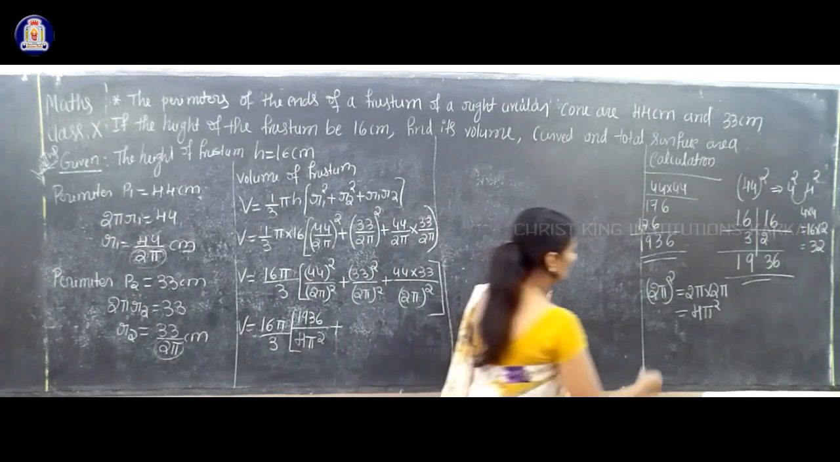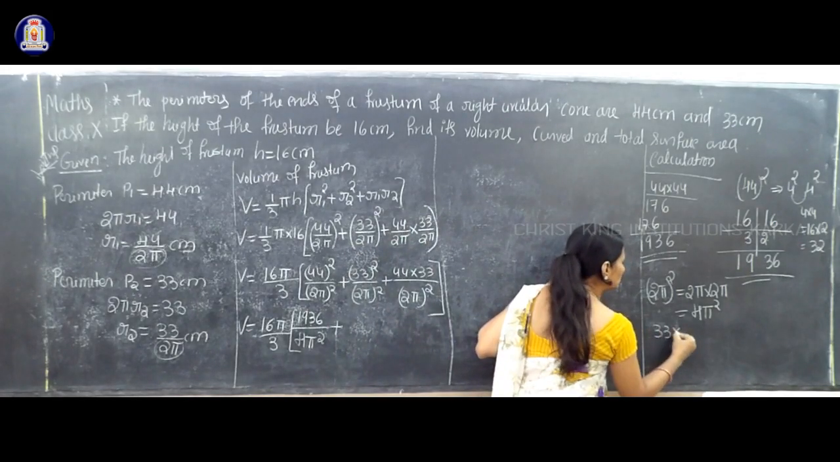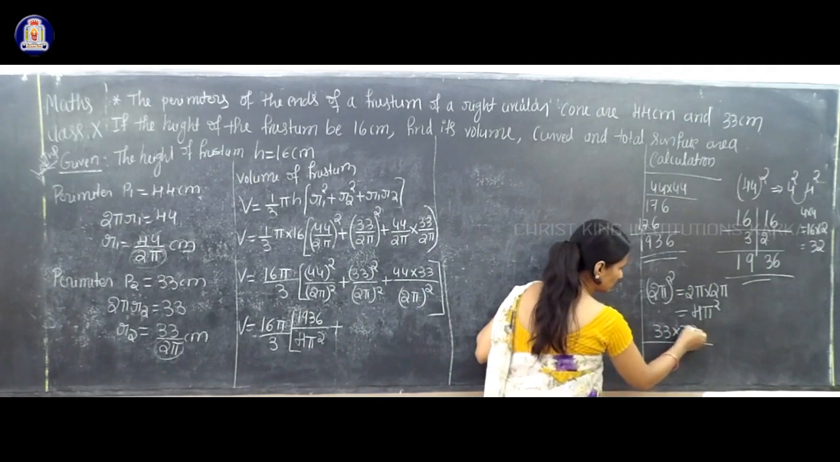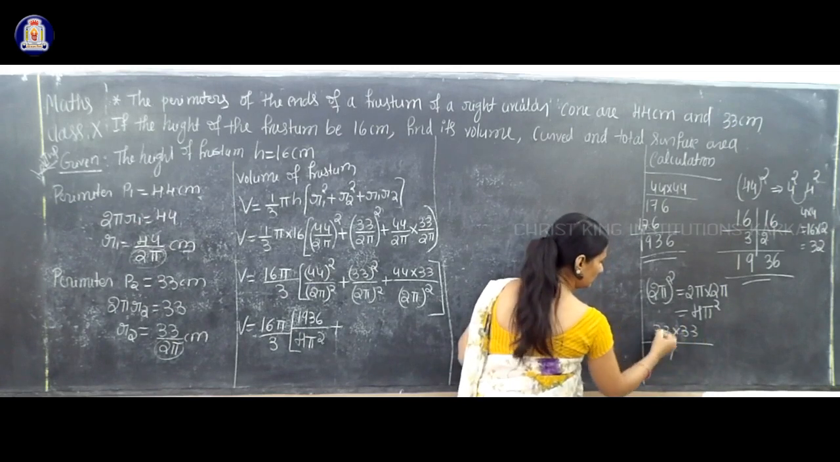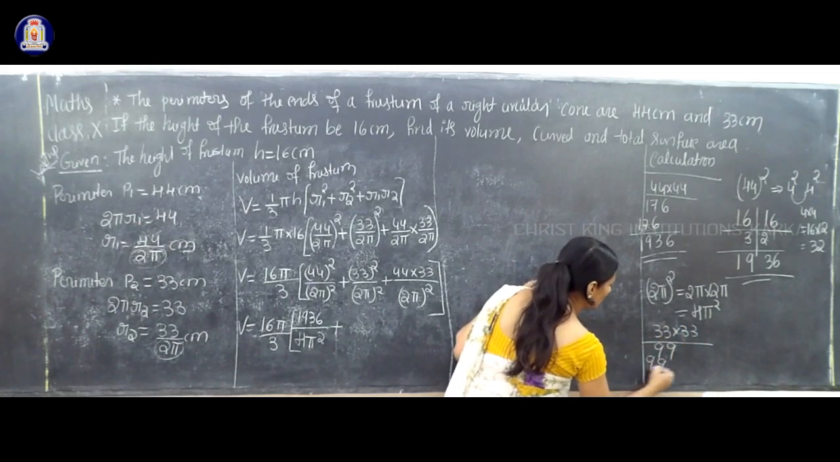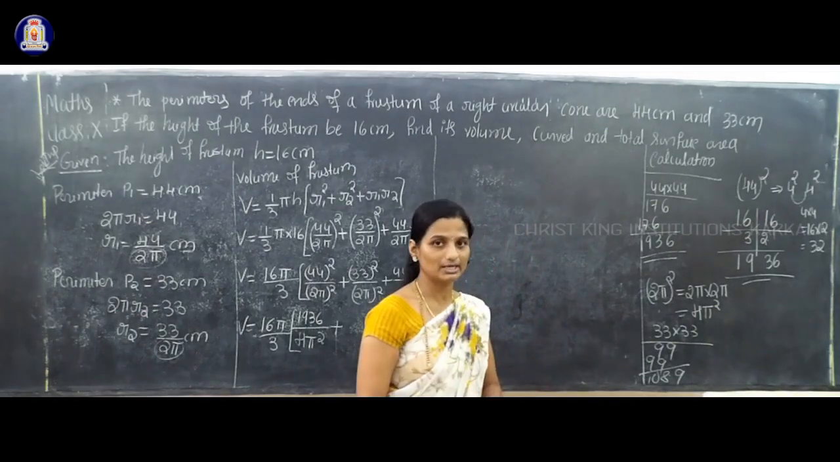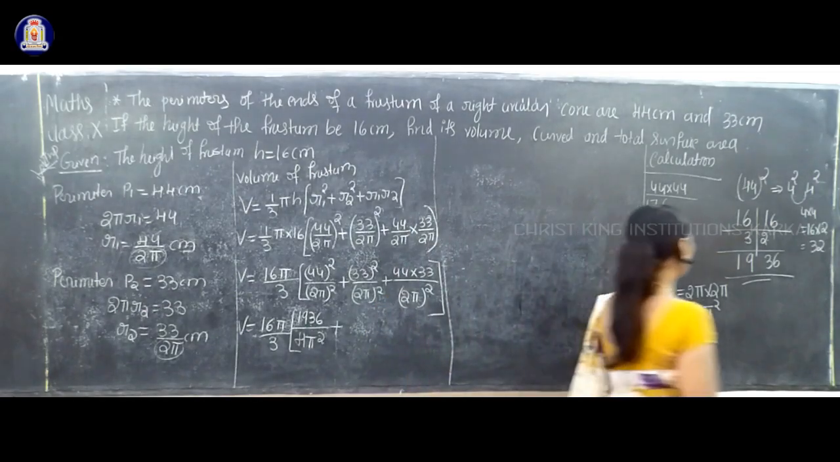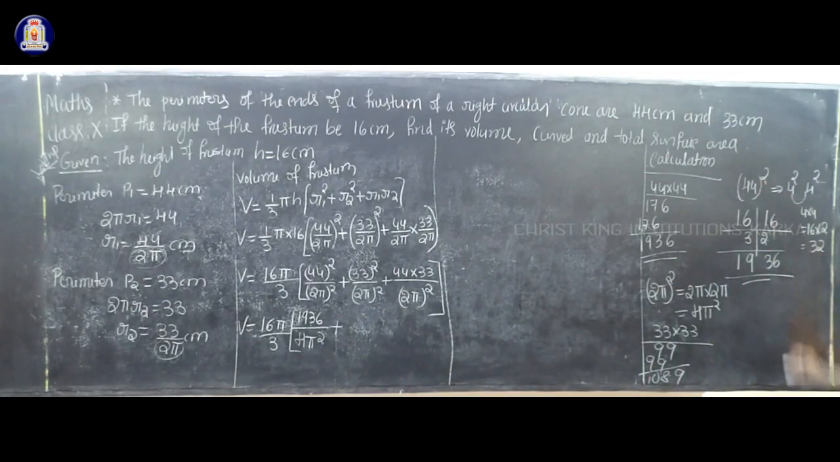33 square. 33 into 33. So 3 3s are 9. 3 3s are 9. Next 3 3s are 9. 3 3s are 9. So it is 9, 18, 1 remainder, 9 plus 8, 9 plus 1, 10. So it is 1089. Otherwise if you want to use this method, see plus sign.